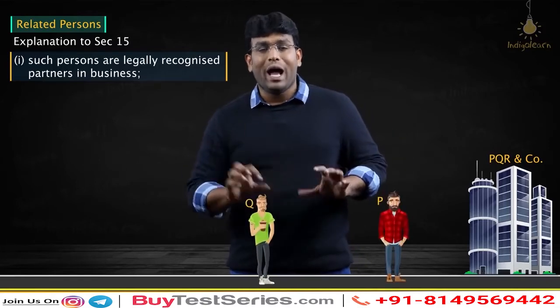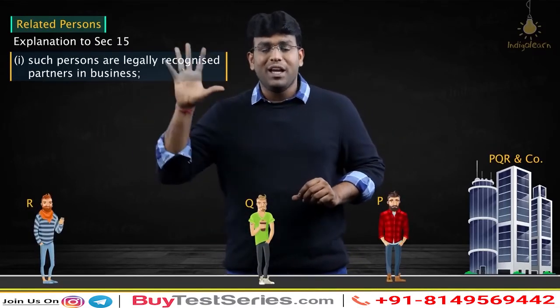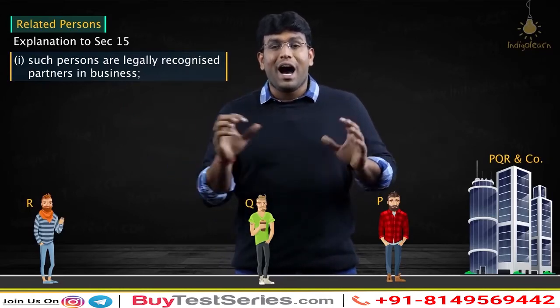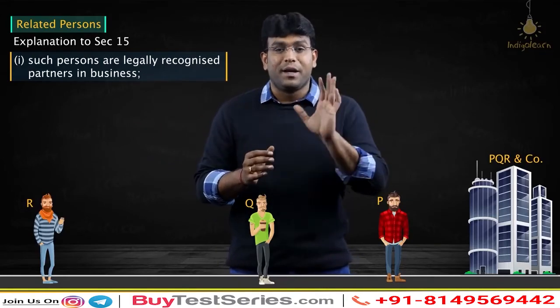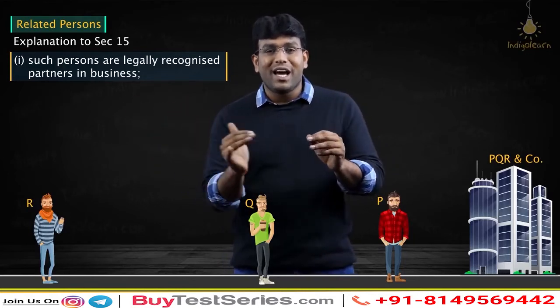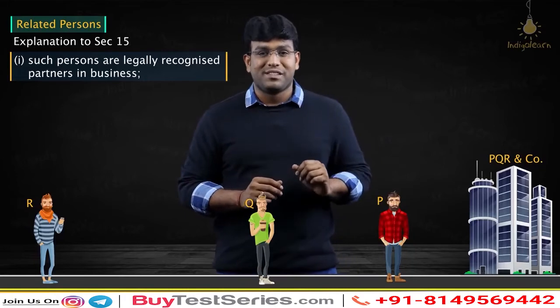Next interesting issue, there is a partnership firm known as PQR and Co, in which there are three partners, P, Q and R. So there is P, there is Q, there is R. P, Q and R are deemed to be related persons. So these three are deemed to be related persons.